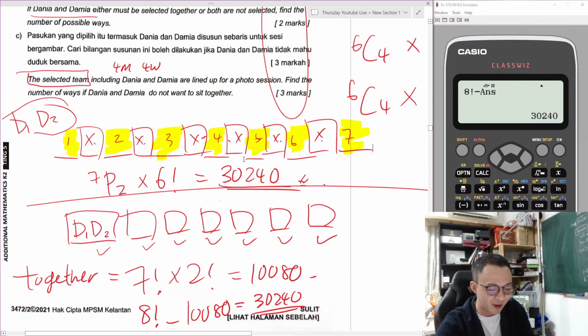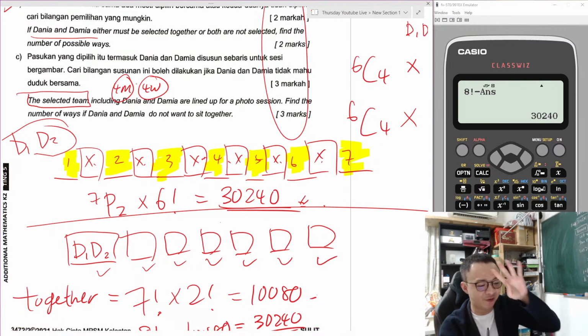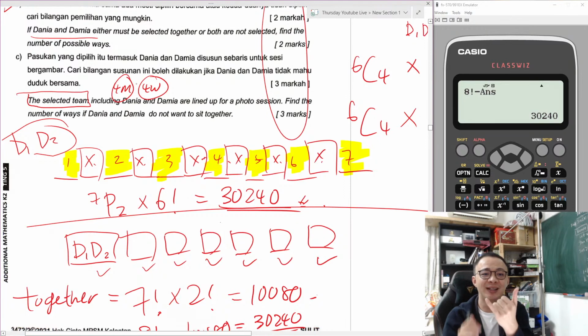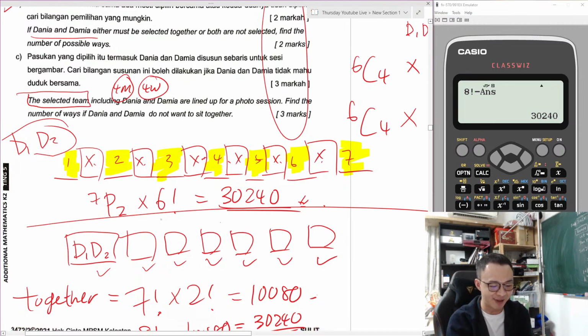No. Because here, for part C, we have 4 men and 4 women. So right now I take out Damia and Dania. So I mix between 4 men and 2 women together, like 6 people in total. Then I only pay attention to Damia and Dania only. So therefore this one is times 6 factorial. This 6 factorial itself included the men and women also.